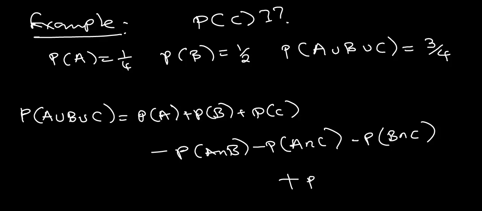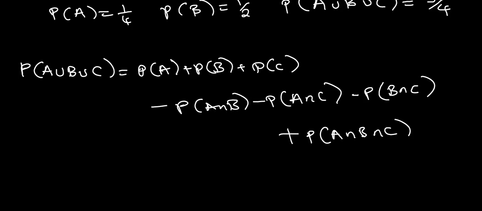Then plus the probability of their intersection, so something like this. This can be summarized to be, we have this already, their union. The union throughout is 3 over 4, which is equal to the probability of A, which is 1 over 4. The probability of B, we have it as well, it's 1 over 2. The probability of C is what we are looking for.